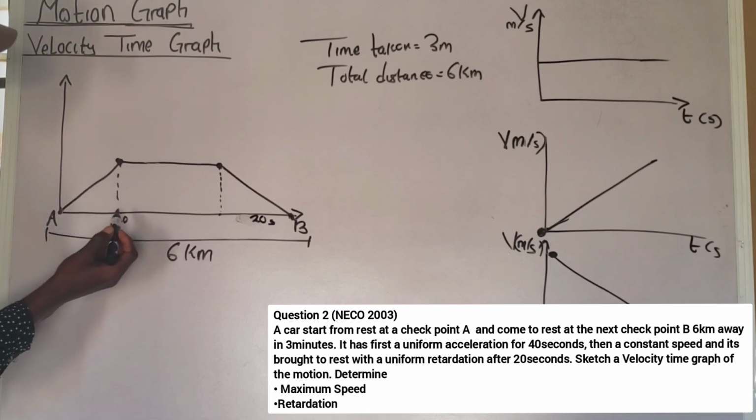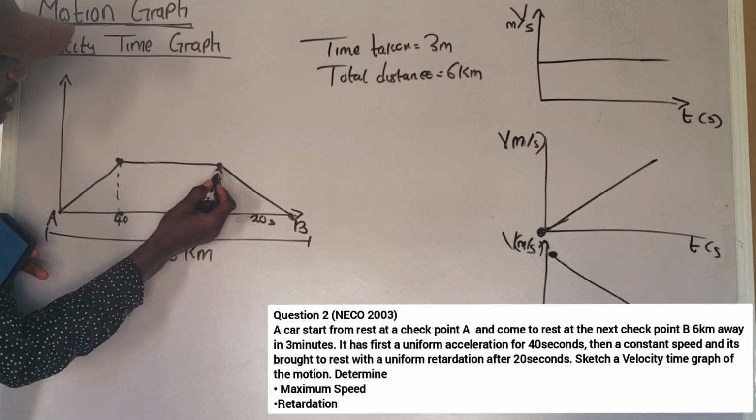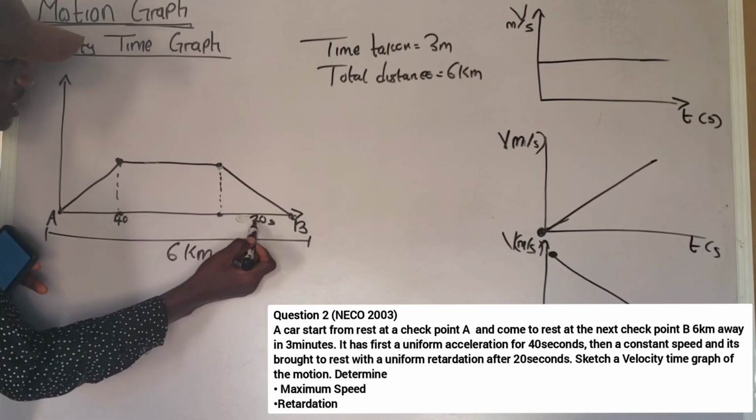Now, we don't know the time taken from this point to this point. Please pay attention. We are told that the car is brought to rest after maintaining a constant velocity for a particular amount of time. We don't know the time. But we are told that it is brought to rest after 20 seconds. That is, the time taken from this point to this point is 20 seconds.